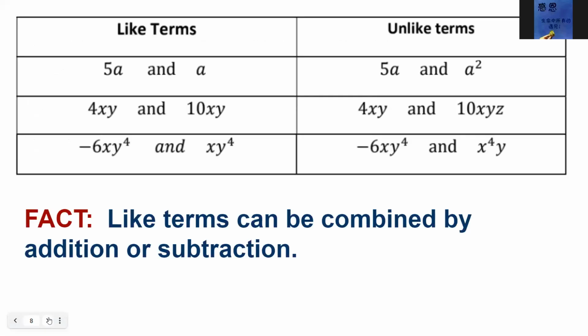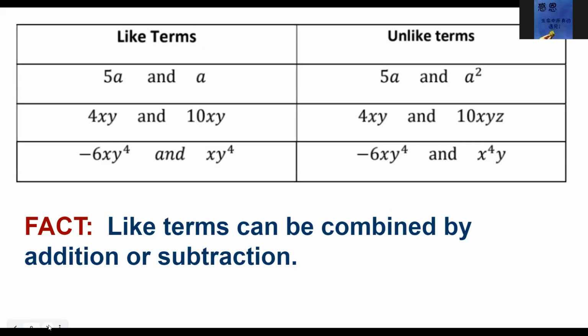Let's talk about like terms. Okay, so here are some examples. Terms are called like terms. Like 5a and a are like terms. 4xy, 10xy, those are like terms. Negative 6, xy to the 4, and xy to the 4 are like terms.